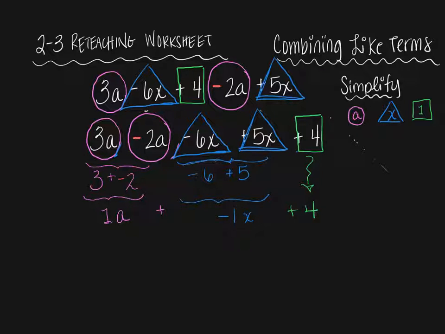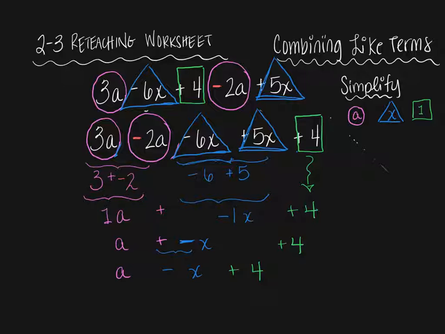All right, I'm just going to rewrite this so it looks a little bit prettier. Now 1a is the same as a, and negative 1x is the same as negative x plus 4. I can still make it look a little bit prettier. What happens if I'm adding a negative? It's a negative. So I have a minus x plus 4. This is its most simple format.